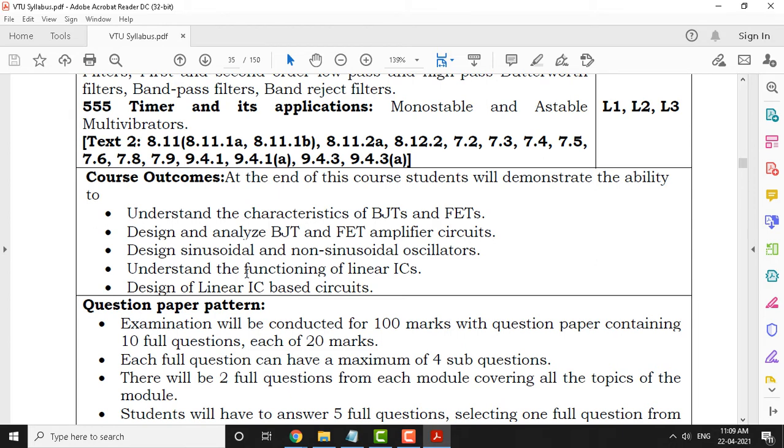And the next outcome is we will be in a position to understand the function of linear ICs such as the op amp. The best example for a linear IC is the operational amplifier. In this outcome, we will try to understand the function of linear integrated circuits, particularly the op amp, and later we will focus on the circuit design related to the op amp. We will start with simple circuit design and move on to the complex circuits.